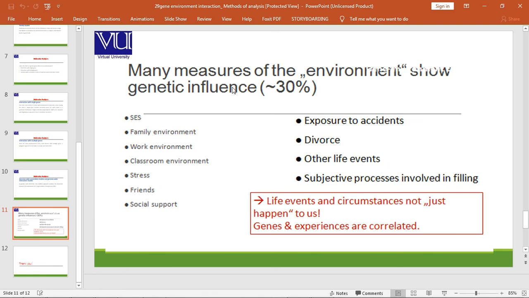Many measures of the environment show genetic influence, approximately 30%. SES, family environment, work environment, classroom environment, stress, friends, social support, exposure to accidents, divorce, other life events, subjective processes involved in filling life events. Life events and circumstances do not just happen to us. Genes and experiences are correlated.